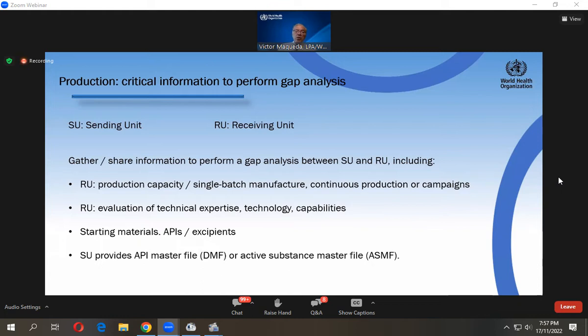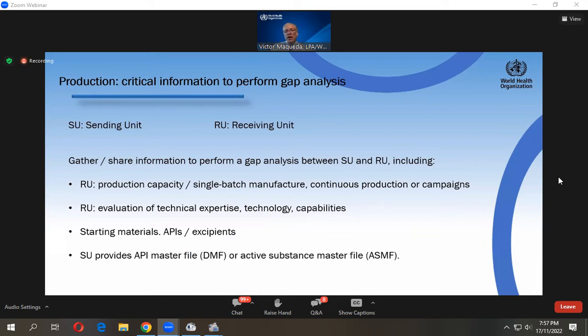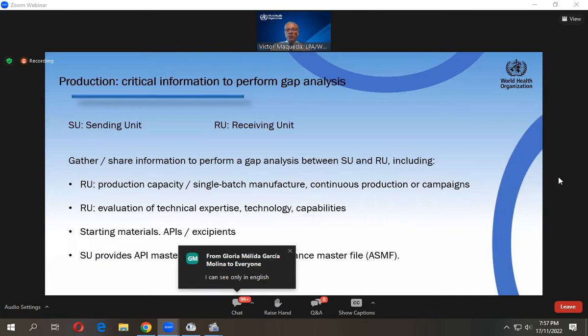The sending unit would also provide documentation, as was mentioned. For example, the drug master file. This is important in terms of which API is being used and transferred. Or, of course, the active substance master file, which we call this more in the biological world.